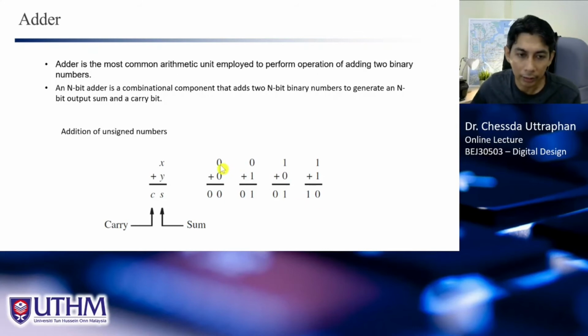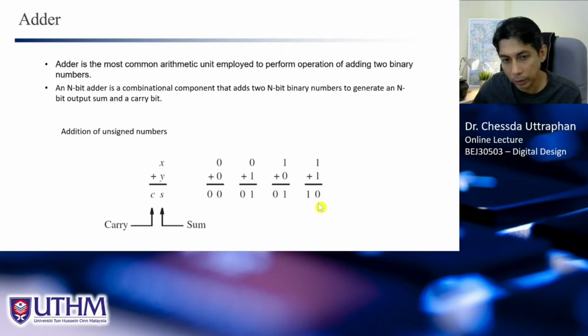So the first one is 0 plus 0, and the product will be 0 and the carry will be 0, right? Very easy. And if x equals 0 and we add 1 at y, the product will be 1 and the carry will be 0. Same here, 1 plus 0, we have 1 and 0 carry. But if x and y equal 1, and we add, the product will be 0 and we have 1 carry here.